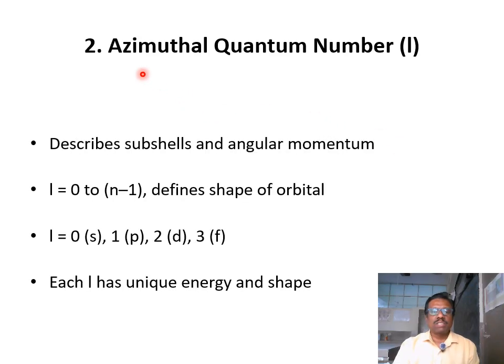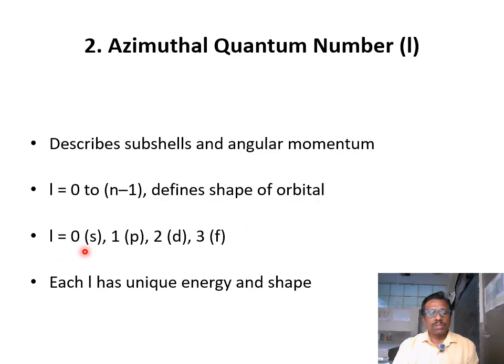Second one is azimuthal quantum number l. This describes the subshells and angular momentum of the electron. This is indicated by the letter symbol l. The possible values of l are from 0 to n minus 1. It defines the shape of the orbital.